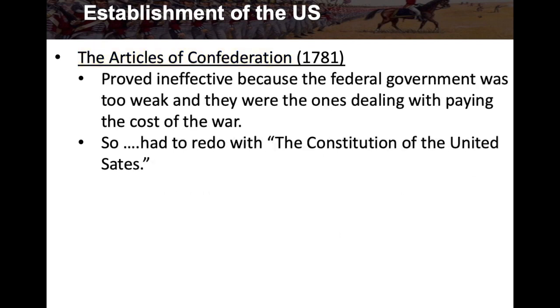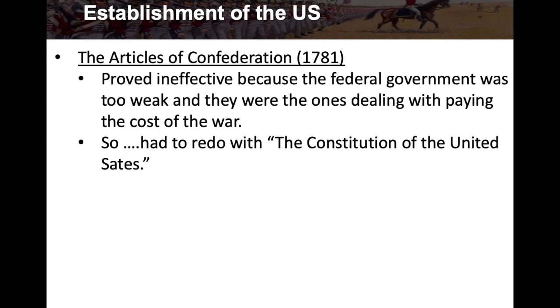The Articles of Confederation proved ineffective because the federal government was actually too weak. And they were the ones having to deal with paying for the cost of the war. So you can't have a federal government that is too weak, because the business has to be done. And in this case, the business was, how are we going to pay for this war?